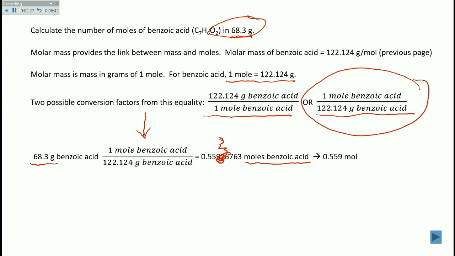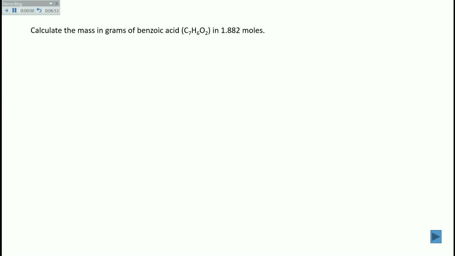Okay, there's a conversion from mass to moles. Let's go the other way. Let's assume that I have knowledge of how many moles of benzoic acid I have. So let's start there. Let's say I have a sample that contains 1.882 moles, and I want to find out how many grams are present in that sample.